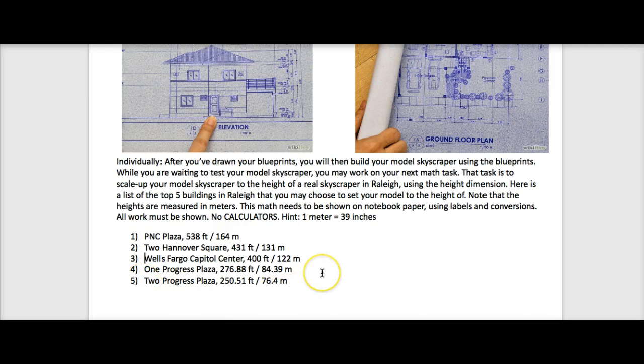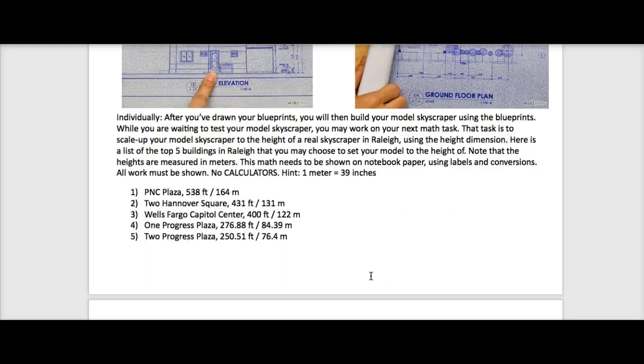So these are 5 skyscrapers that are actually in Raleigh. You have to convert the height of your skyscraper to the height of these and tell me how many times bigger those skyscrapers are to yours. That's done individually because we'll probably maybe have time in class to do this, but I'm not sure.